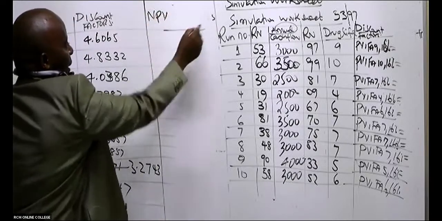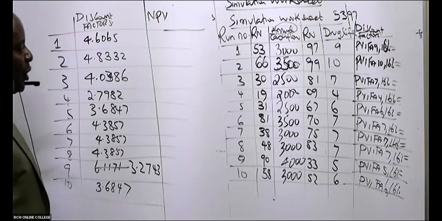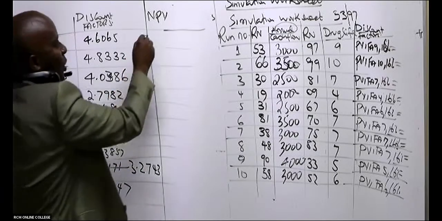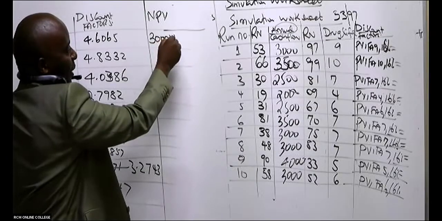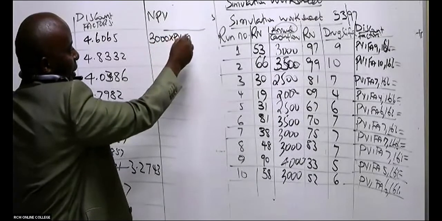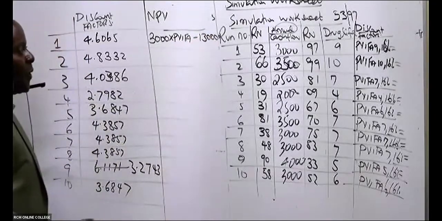Now, having gotten this, you can come and do the last column, which is the column of net present value. And what do we do here? For run number 1, we shall be enjoying a cash flow of 3,000 per annum, isn't it? Times this PV FAR minus initial outlay. Initial outlay, you give me a figure of 13,000.